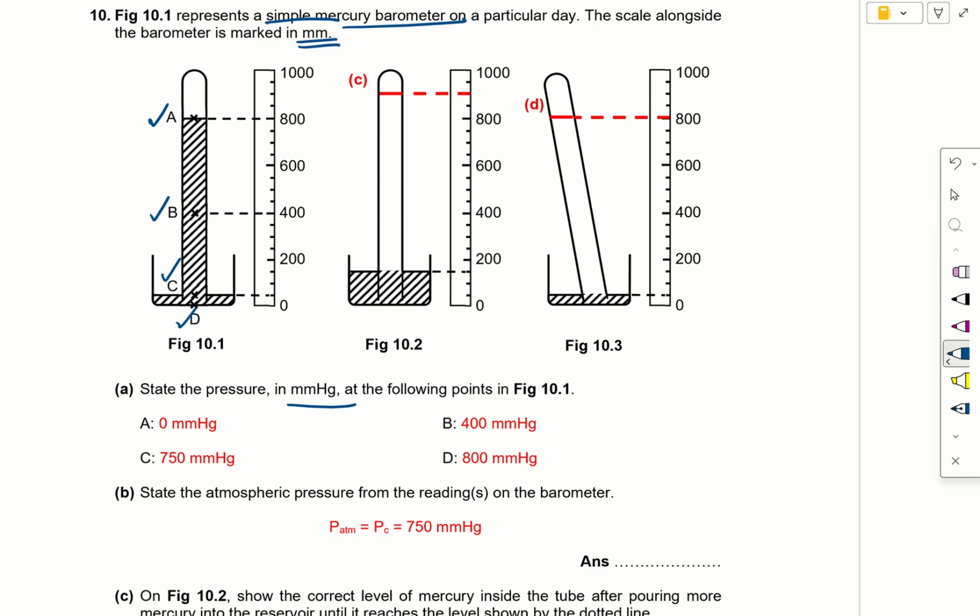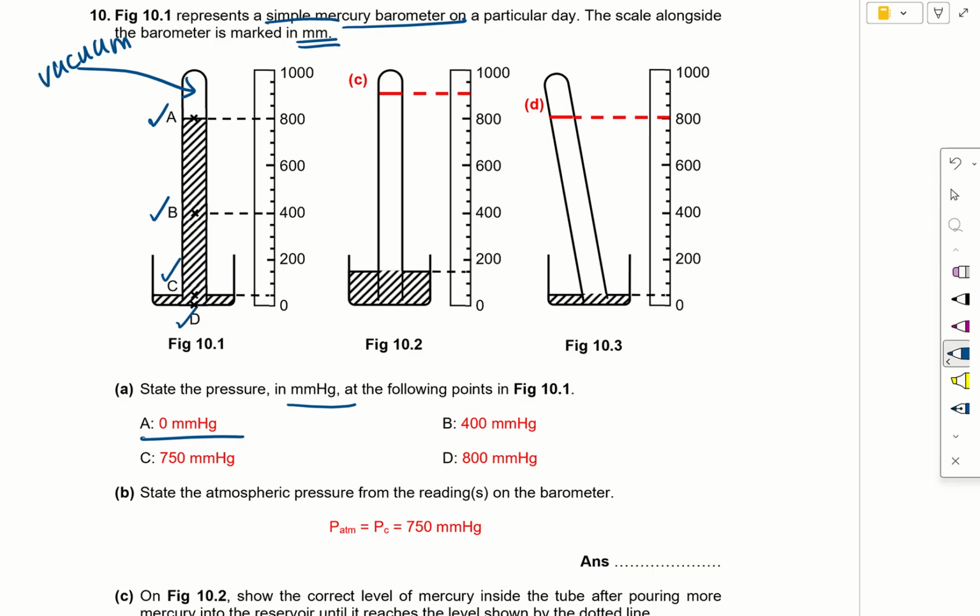So what is the pressure at A? It is 0. Why? Because this is a simple mercury barometer. They didn't tell us whether it's ideal or not, but we can assume that there is a vacuum over here. If it's a vacuum, then there won't be any pressure on the liquid. So at point A, the pressure is 0 mmHg.